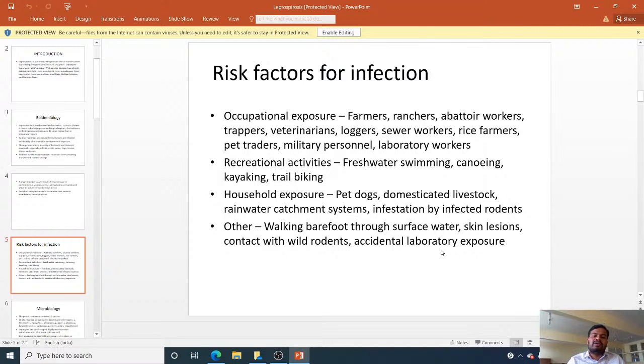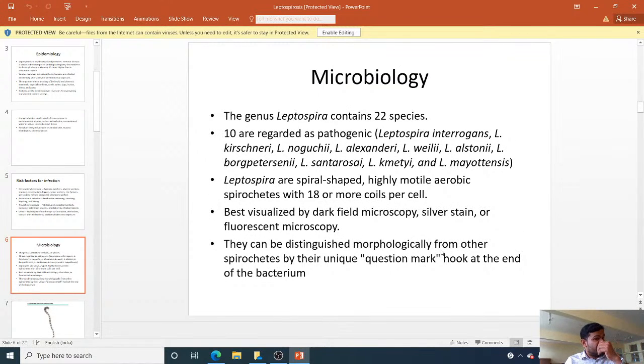People who are growing and culturing this spirochete inside the laboratory are also at risk. So healthcare workers who are working in laboratories are also at risk of developing the infection. Now coming to the microbiology, what does it look like? Leptospira is a spirochete, as we have studied before.